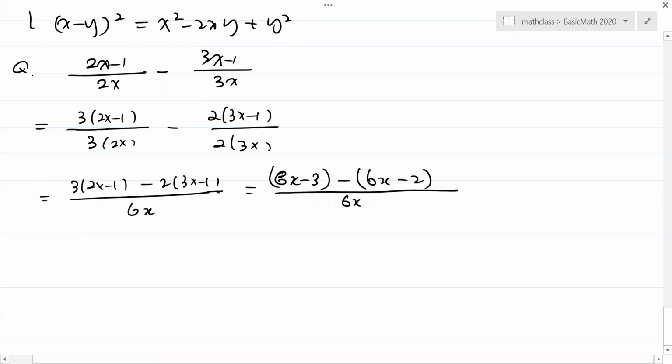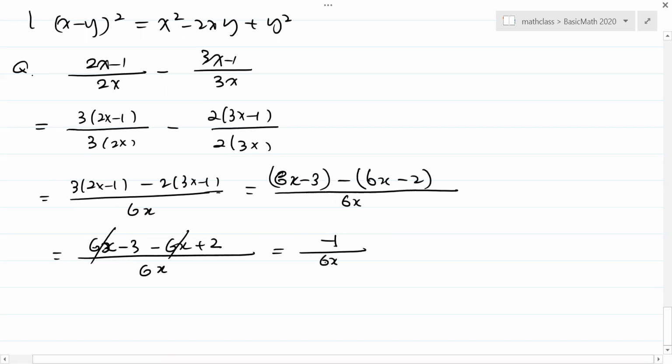Then you remove the parentheses: 6x minus 3, and then minus 6x plus 2. So 6x is gone. You get negative 1 over 6x. Good job. Okay? So negative 1 over 6x.